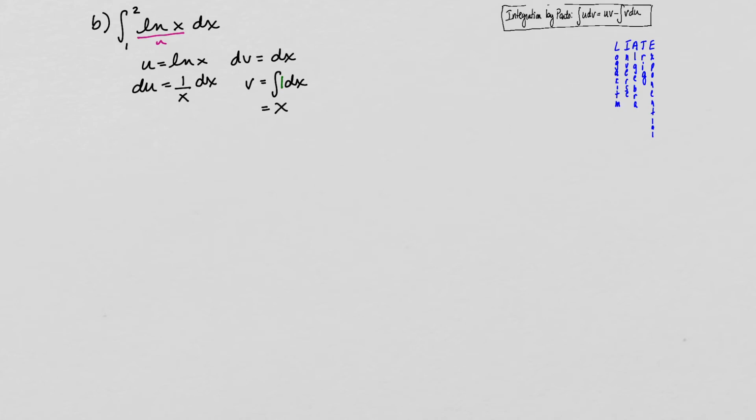So I have all the pieces I need so far, right? I have u, I have v, I have dv and du. All the pieces I need. So this is going to be uv, so the natural log of x times x, minus the integral of v du, which is x times 1 over x dx. Now, you'll also notice I'm being a little sloppy in that my original problem had limits of integration, and here I haven't stuck them on. You totally can stick them here.